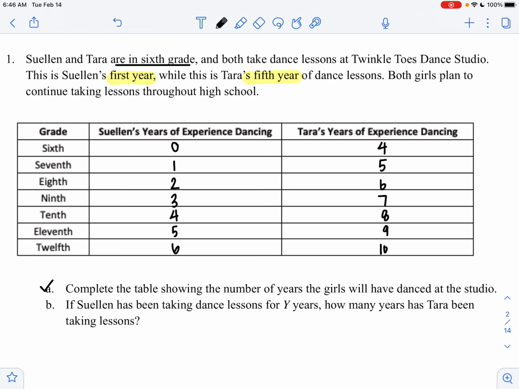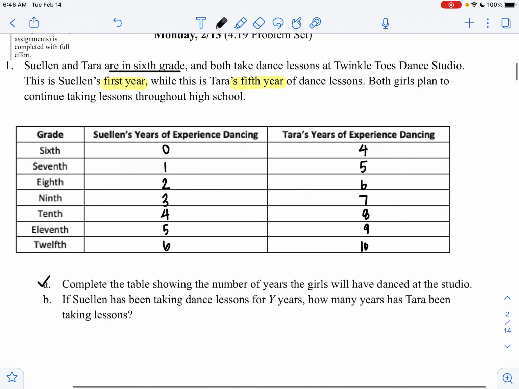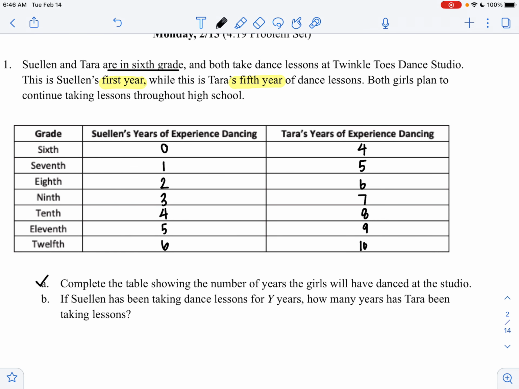Question B says, if Solon has been taking dance lessons for Y years, how many years has Tara been taking dance lessons? In this question, you're being asked to identify the pattern that takes you from Solon to Tara. You know you're moving in this direction in the table because they define Y as the number of years that Solon has been taking dance lessons.